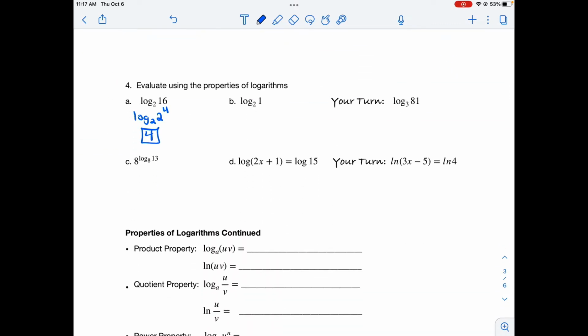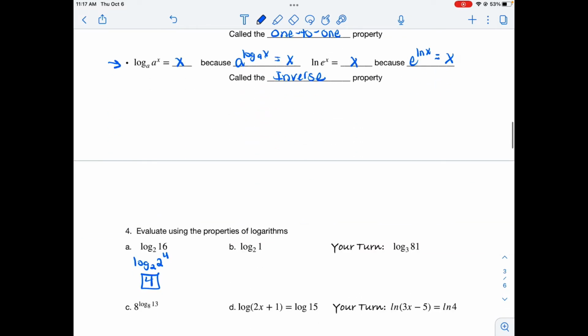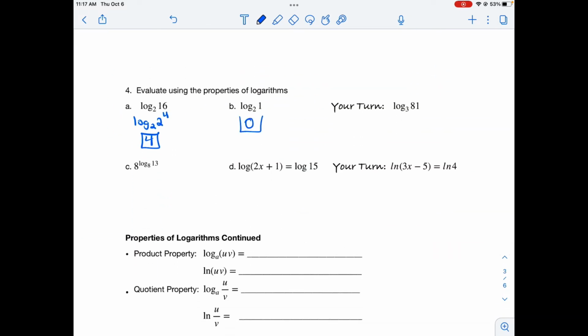Okay, next for b, log base 2 of 1. Remember, it doesn't matter what base it is. Anything where it's 1 on the inside, that logarithm is equal to 0. All right, I want you to try log base 3 of 81.